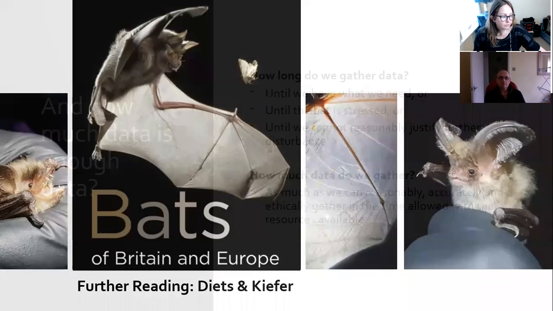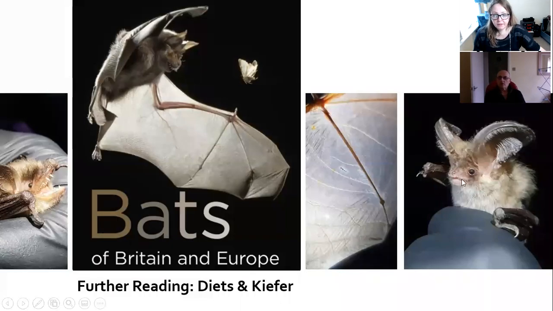Okay, so buy this book, Dietz and Kiefer. But in the run up to, if I can recommend any book about bat ecology and anatomy and identification to you, it is this one.